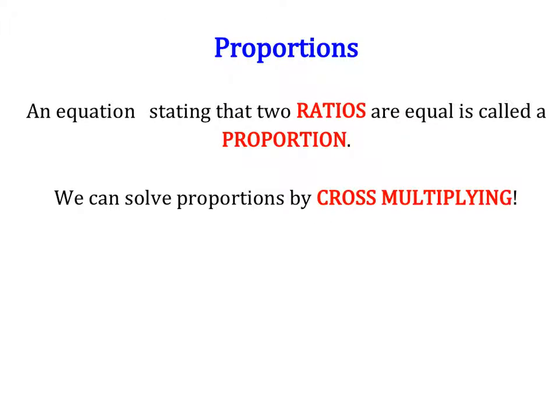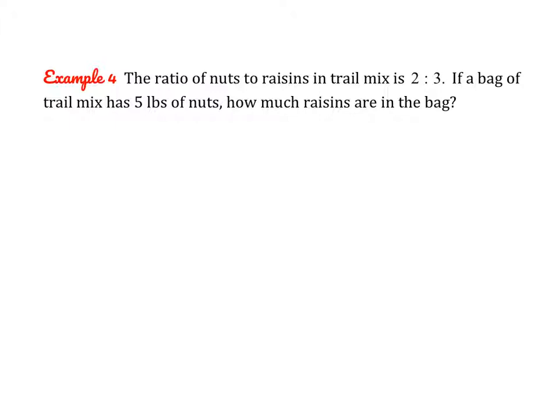All right, the next thing we're going to talk about is what's called a proportion. So an equation stating that two ratios are equal is called a proportion. So if you have one ratio equal to another ratio, we call it a proportion. And we can solve proportions by cross multiplying. So here we're going to set up our own equations to solve for a proportion.